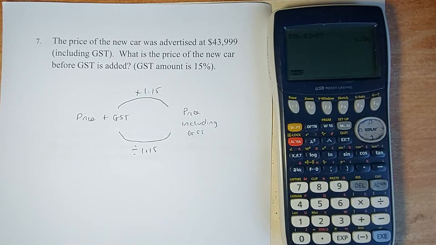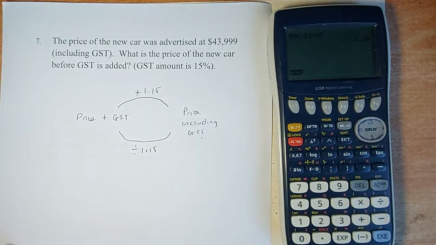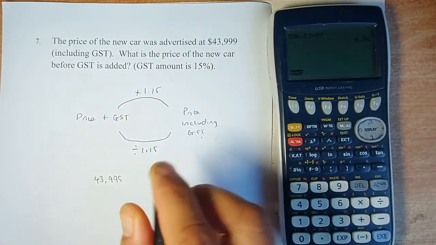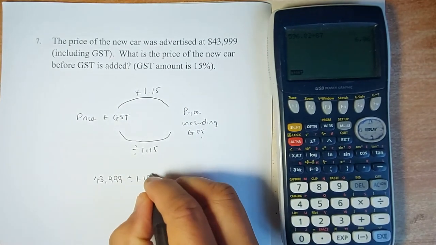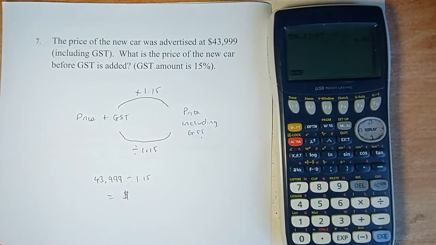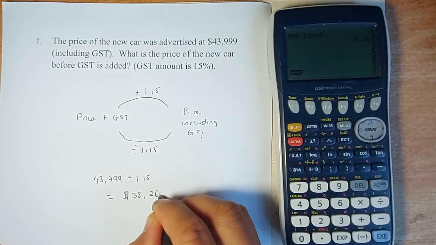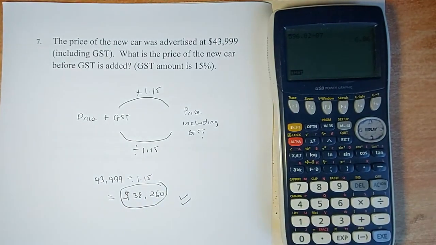And now the question asks you, a car was advertised for $43,999 including GST. So we are here. What is the price before GST? So the simple thing, you get the 43,999. You are here. You want to get to here. You just divide by 1.15. Put in your calculator. And I've done the calculation before. And the answer is going to be $38,260. And again, that is an easy 2 marks.